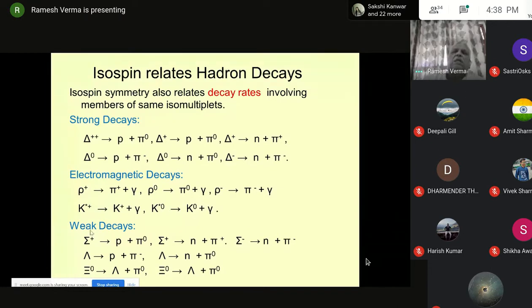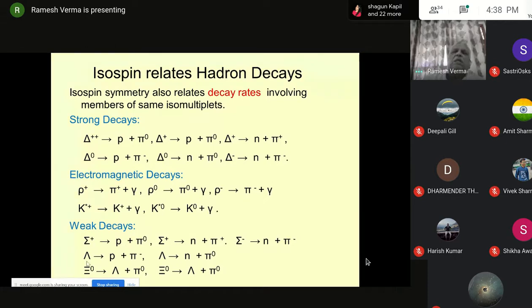But on weak decays, we have many examples which I have chosen here. Sigma going to nucleon and pi. There are three observed decays where sigma plus is decaying to p and pi zero. Sigma plus can also decay to neutron and pi plus, and sigma minus decays to neutron and pi minus. Since here again sigma plus and sigma minus belong to the same isomultiplet, and proton and neutron also belong to one isomultiplet, one can exploit isospin symmetry to relate them.